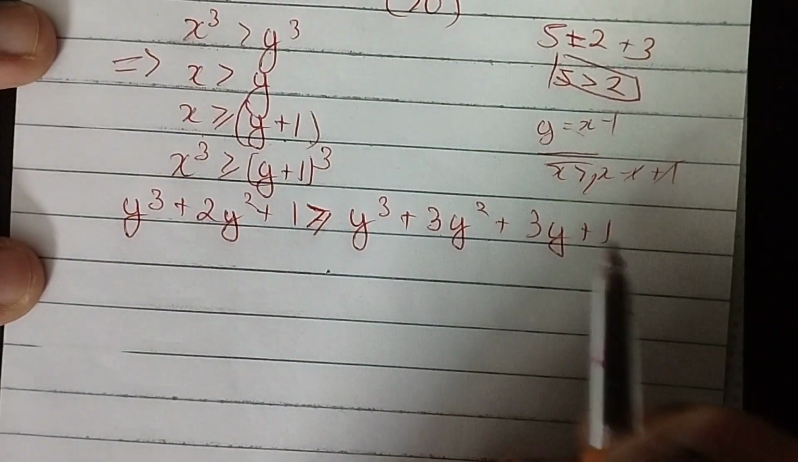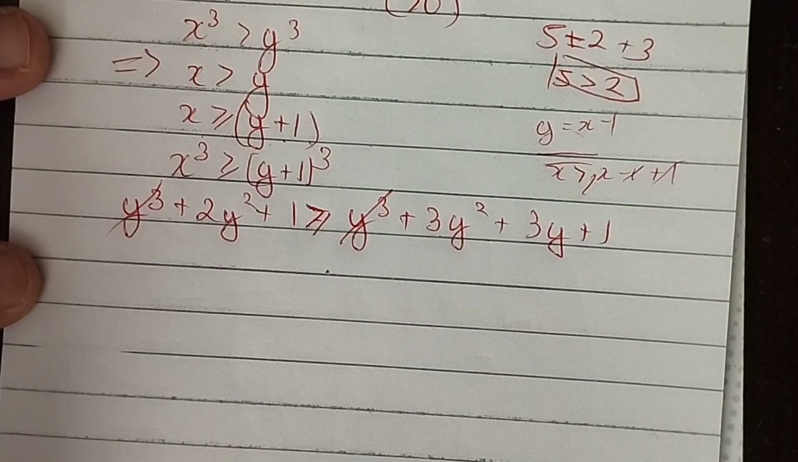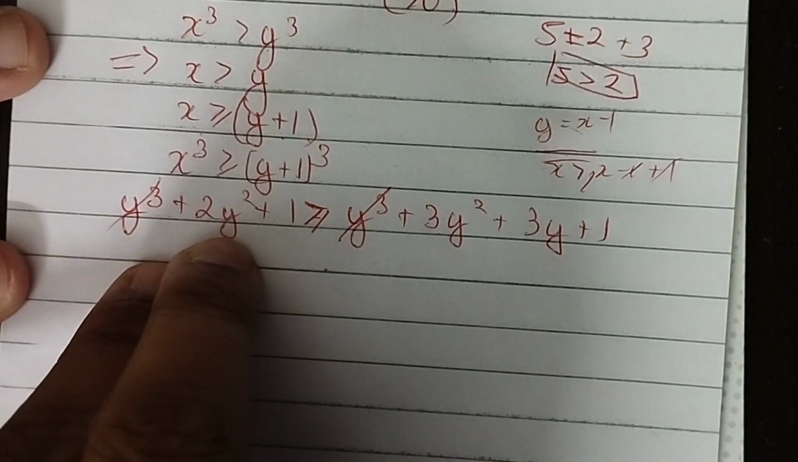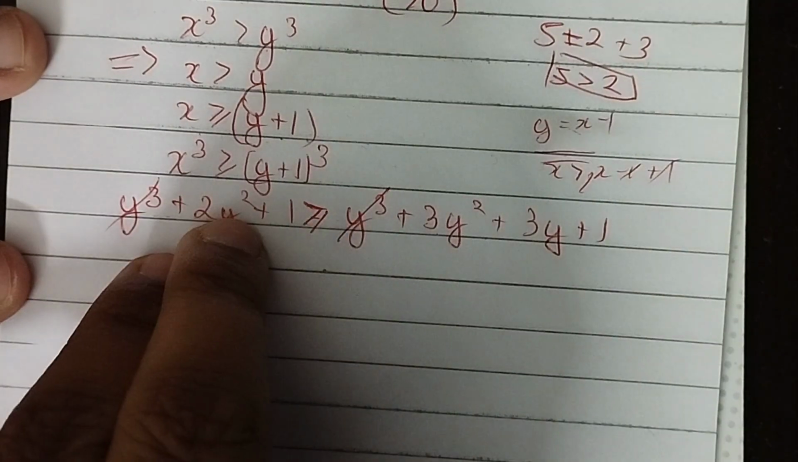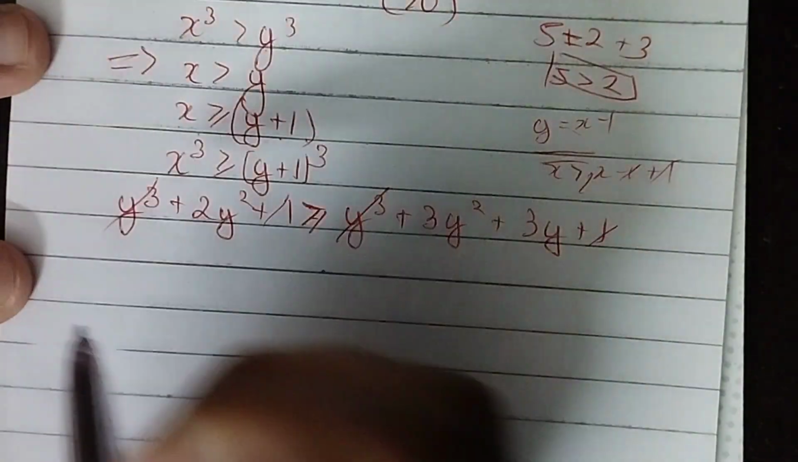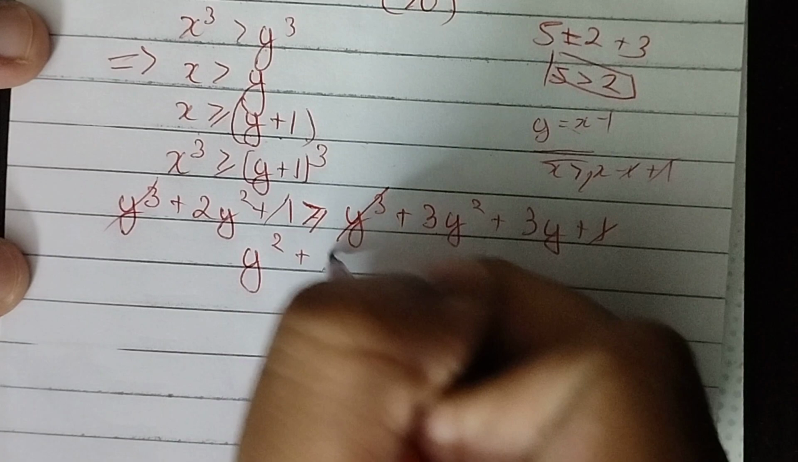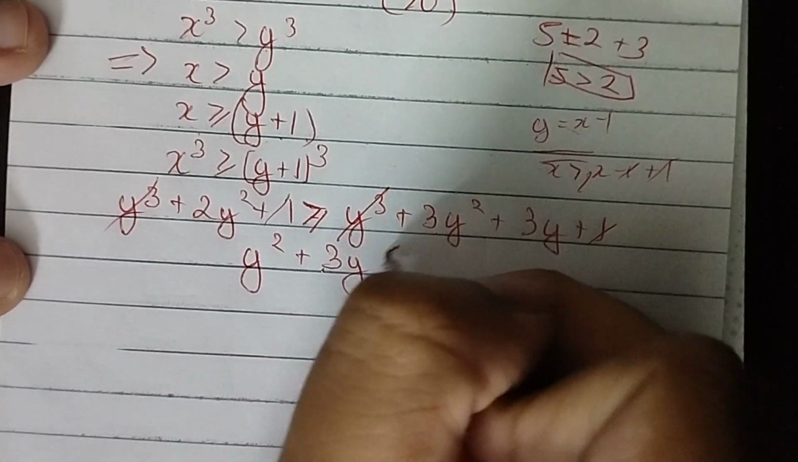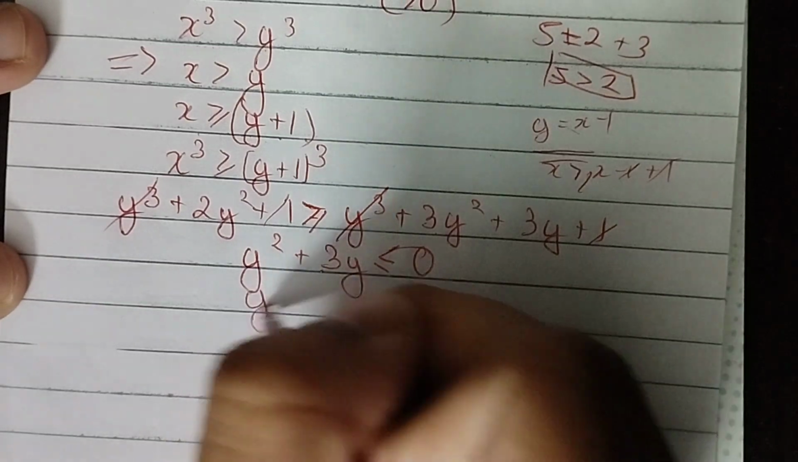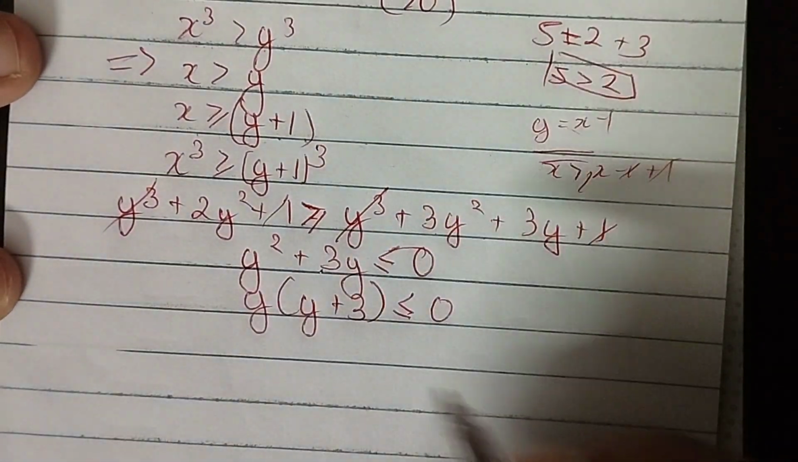So now what I'm going to do, I'm going to cancel this y cube. What else can I do? I can get that here. There will be minus y square. Get this also here. 1 gets cancelled out, reverse the sign. I think we should be getting this. Yes, definitely we're getting this, people. Less than or equal to 0. Let's factorize it. Less than or equal to 0.